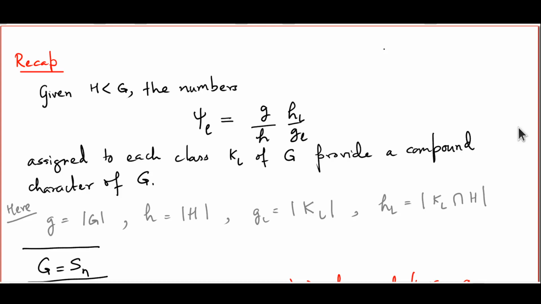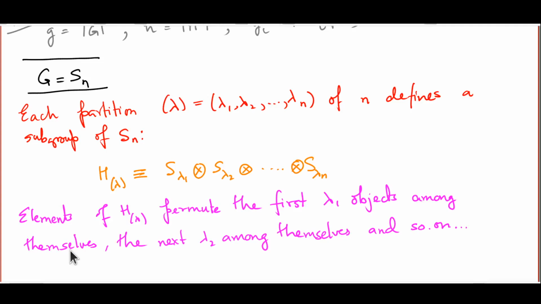g_l is the number of elements in the Lth class, and h_l is the number of those elements of the Lth class which survive into the subgroup capital H. We have been making use of this particular formula with special reference to Sn. In particular, for Sn, we have defined a subgroup H of lambda for each partition lambda of n.